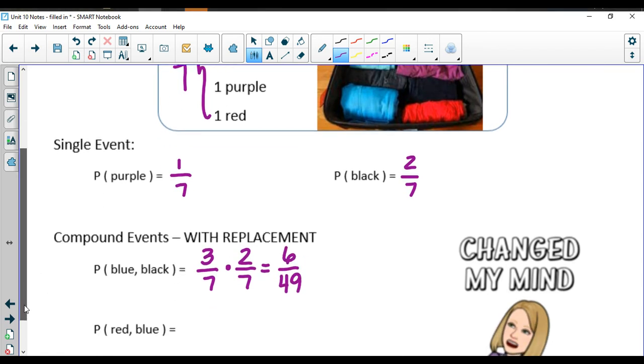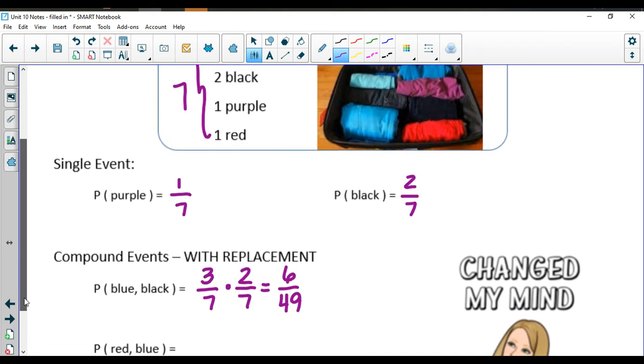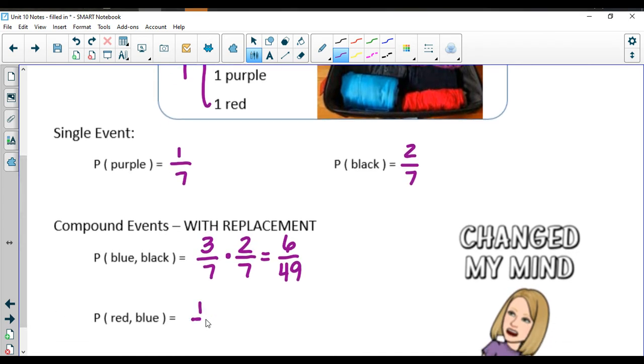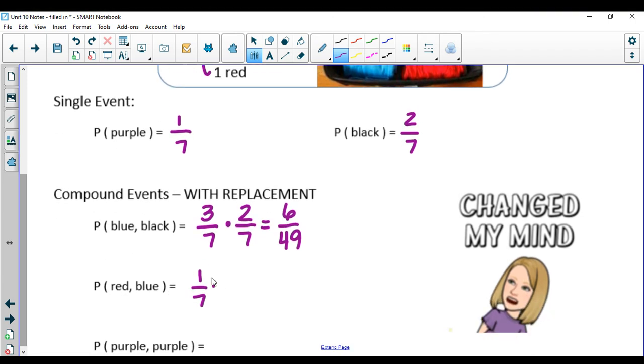In the next example, I want red and then blue. The probability that I pick out red is 1 out of 7. I change my mind, put it back in there, and when I go back, there are 3 blues, so I do times 3 out of 7. 1 times 3 is 3, 7 times 7 is 49.